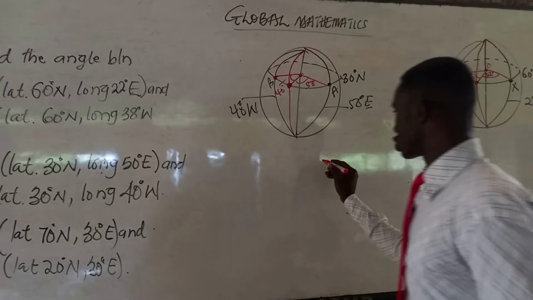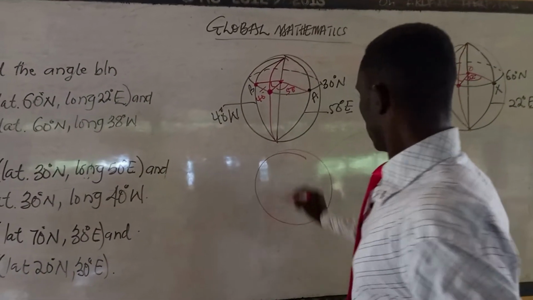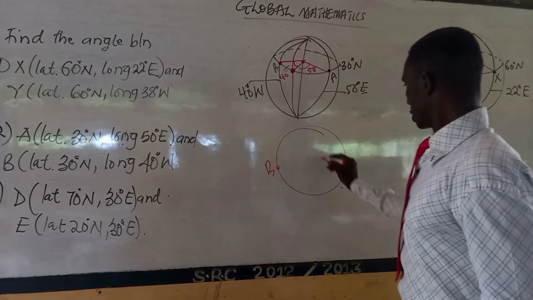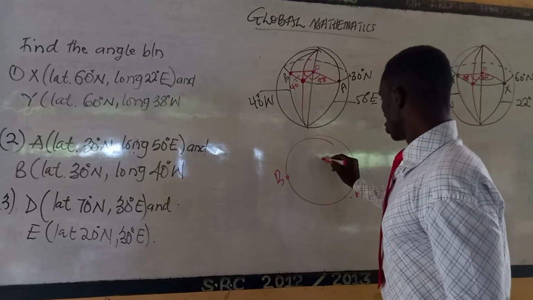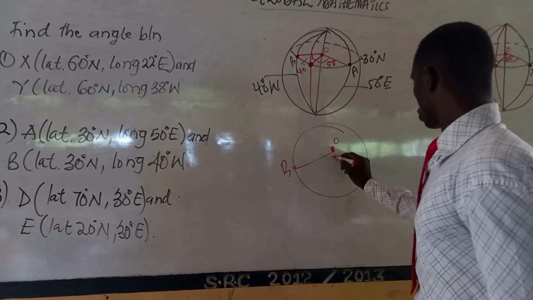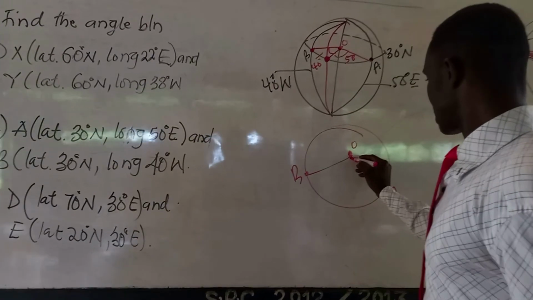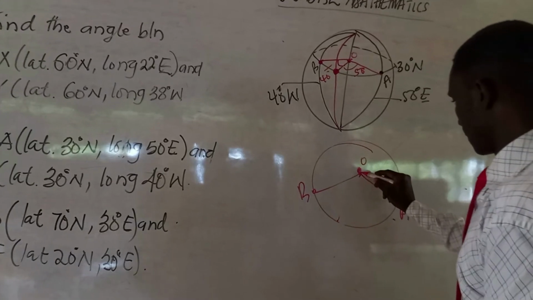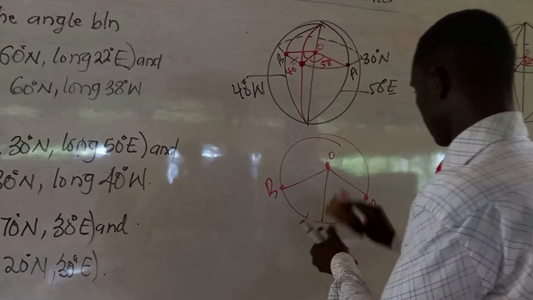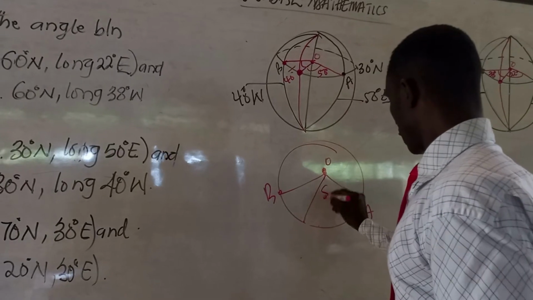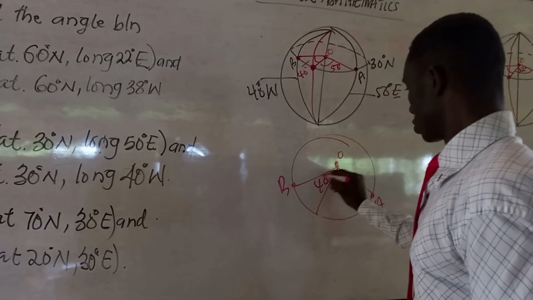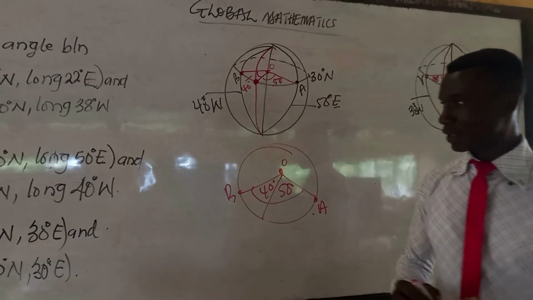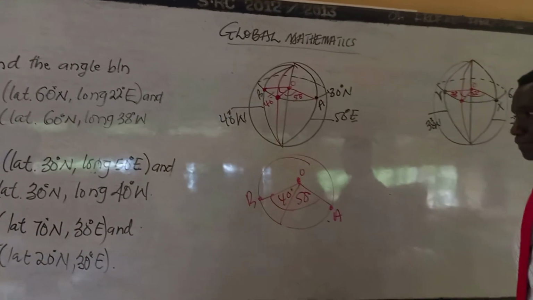So when you bring it out, B will be here, then A will be here, and the center, let me make the center O. So the center O, this is how it will be. Here, 50 degrees, 40 degrees. So the whole of this angle will be 40 plus 50, which gives what? 90 degrees.